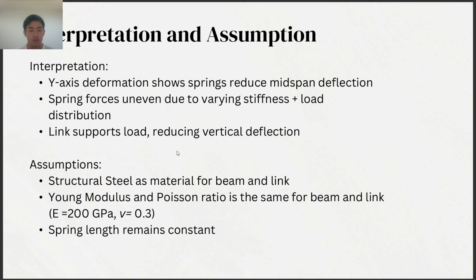Following this, several assumptions have been made. Number one is that structural steel was the selected material for the beam and link. This is followed by the Young's modulus and Poisson's ratio for the beam and link being the same, whereby the Young's modulus is 200 GPa and the Poisson's ratio is assumed to be 0.3. Lastly, the spring length remained constant at a value of 0.25 meters.